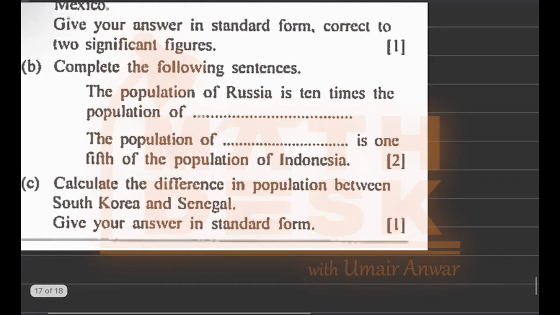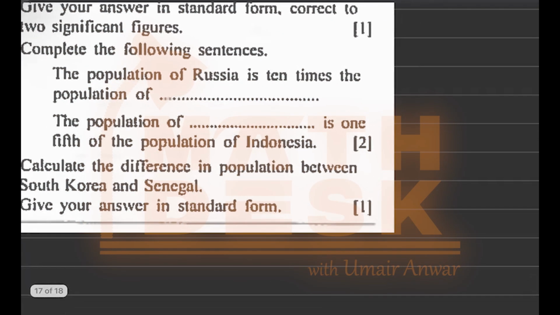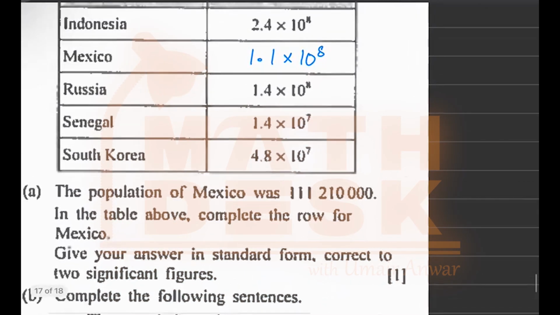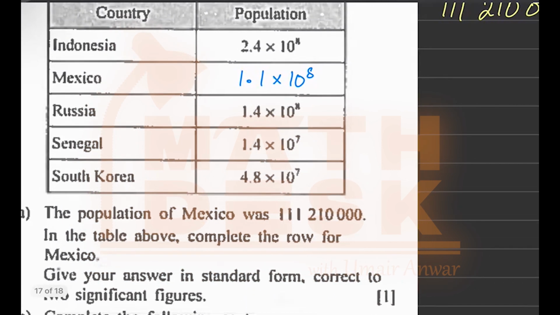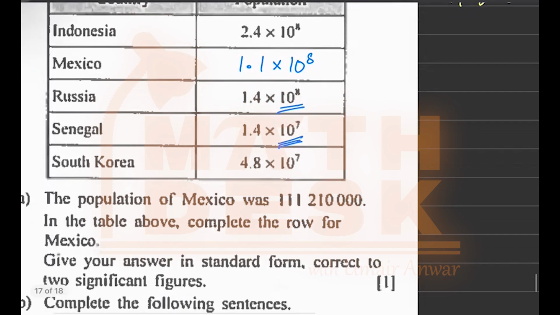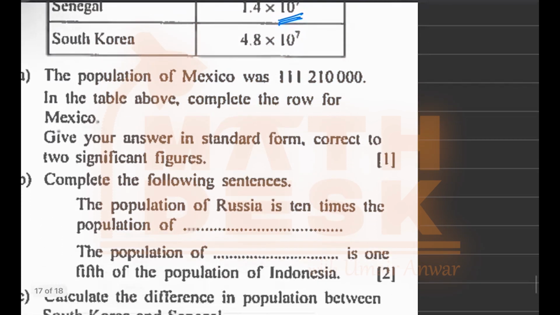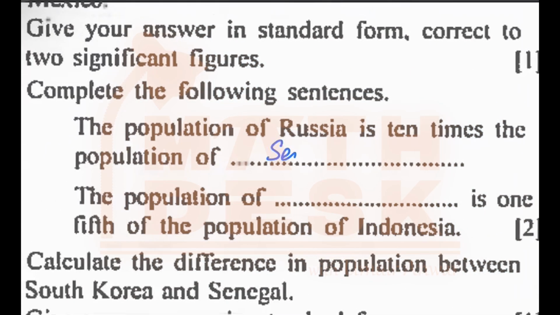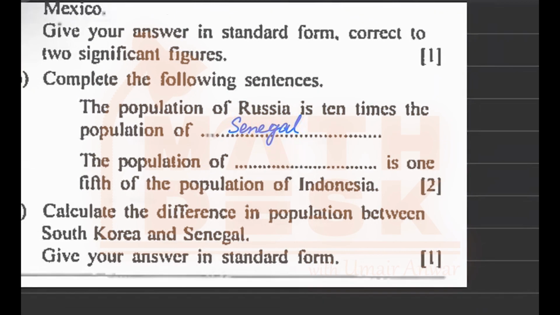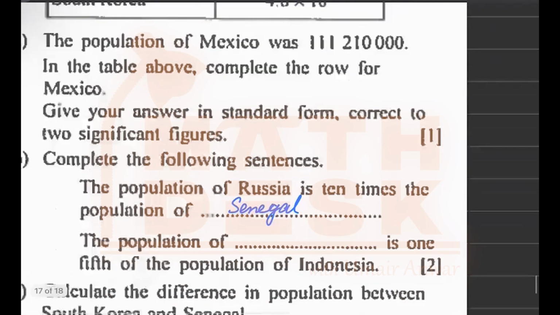Complete the following sentences. The population of Russia is 10 times the population of another country. Now, Russia's population is 1.4 into 10 raised to 8. Senegal's population is 1.4 into 10 raised to 7. So basically, Russia is 10 times more than Senegal because its index has one more value than the Senegal. So I'm writing over here Senegal.